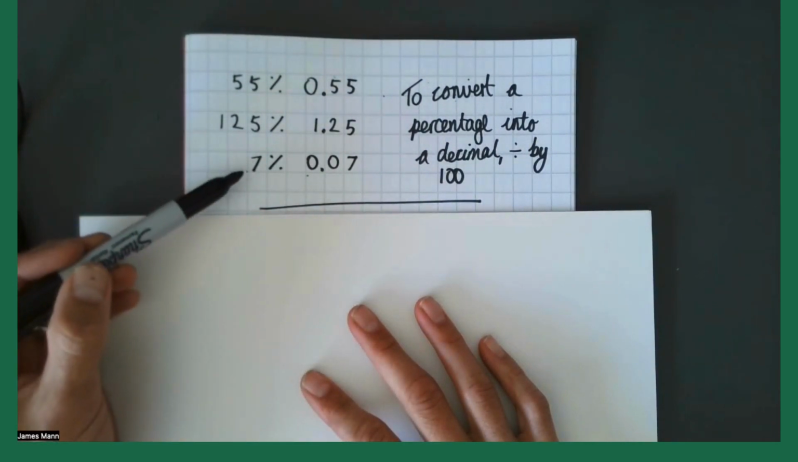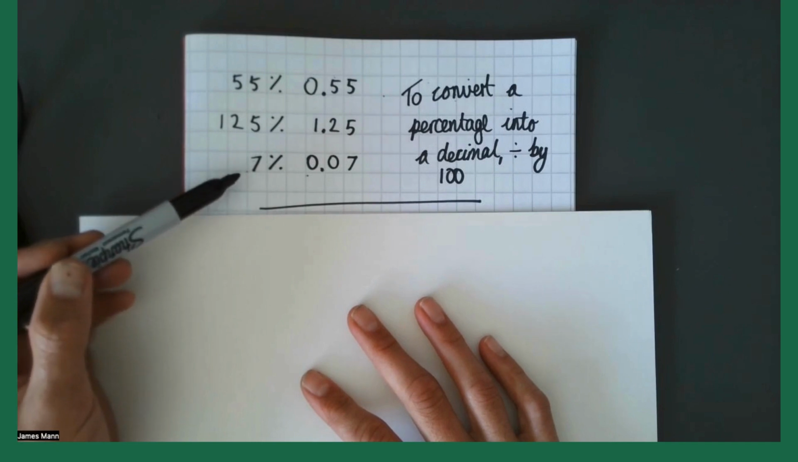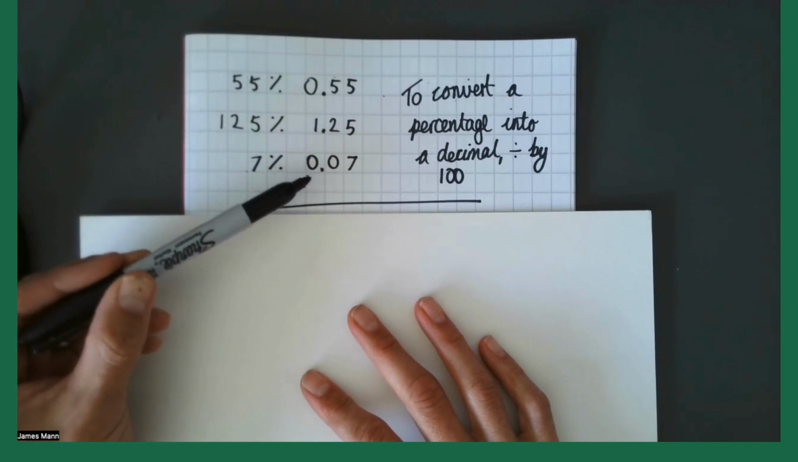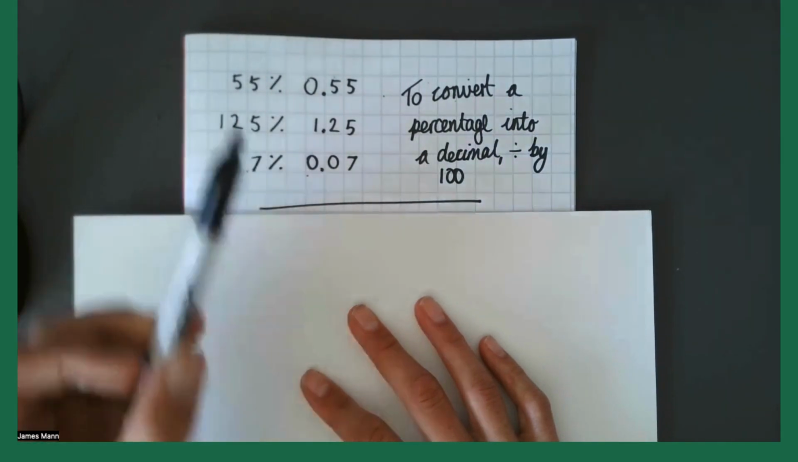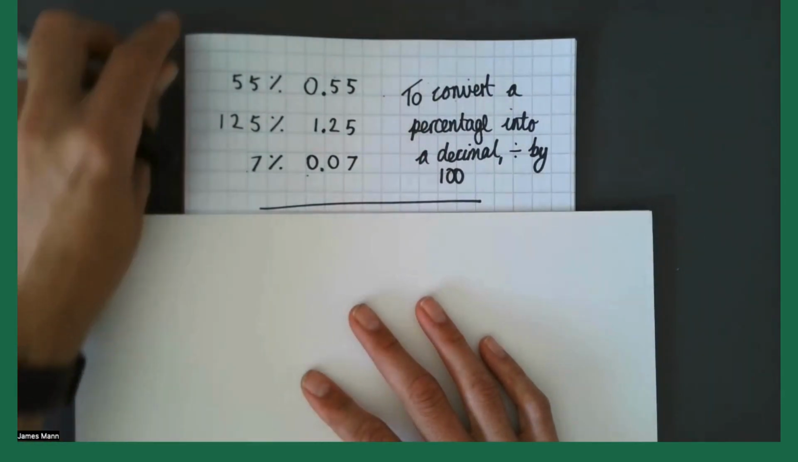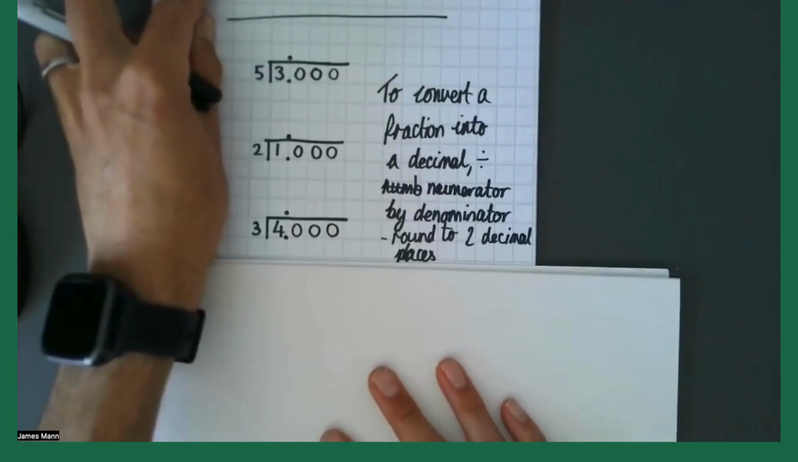Again, the same with 7%. Lots of children might just pop the decimal point in front of it and they would get 0.7, which isn't the case. It needs to be divided by 100 and we can see that it actually answers as 0.07. So be careful. Don't cut corners, because that is when mistakes and confusion can arise. Okay, let's have a look at the next bit.